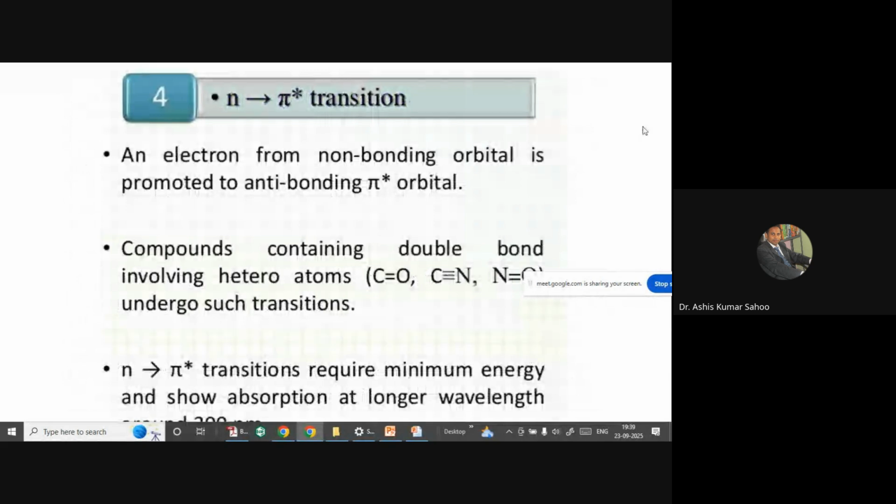The n to pi star transition is a very important transition because this transition has low energy and high wavelength. So the high wavelength we can see in the UV-visible spectrum very clearly.